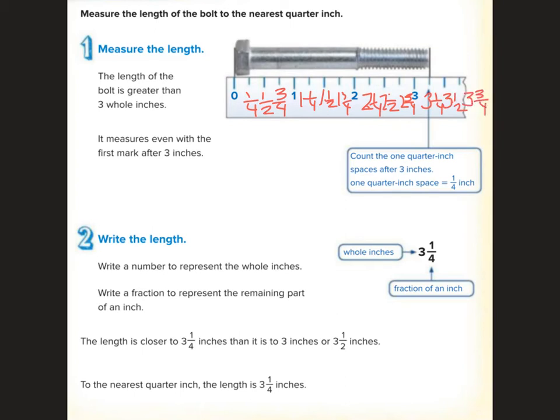I hope you're getting the pattern. I'm trying to be really redundant so that you're like, I get it, Mrs. Haber. Okay, so right here is where it measures to, which we can notice is the first small hash mark past the 3, which would be 3 1/4 inches. The length is closer to 3 1/4 inches than it is to 3 inches or 3 1/2 inches, because look, it measures straight up with it. So 3 1/4 inches is what we choose.